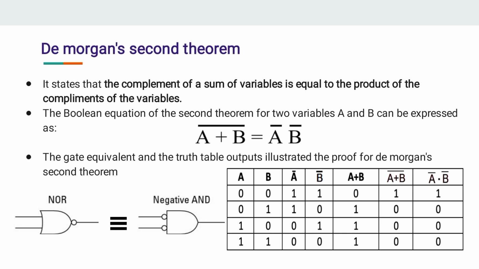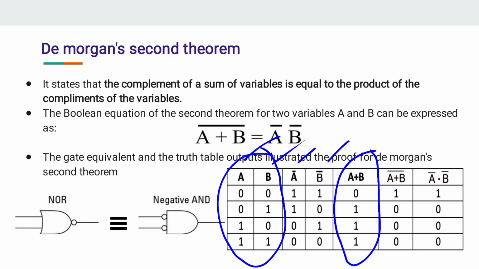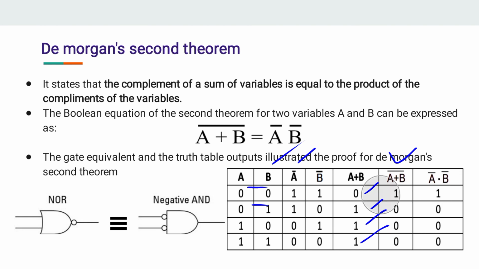Same process we have to do. First take two inputs, complement those two inputs, then take the OR of these two inputs. So that is 0 0 is 0, 0 1 is 1, 1 0 is 1, 1 1 is 1. So next, do the complement of this, we will get this one. So keep this result in mind, that will be compared with the next result, that is A complement into B complement.